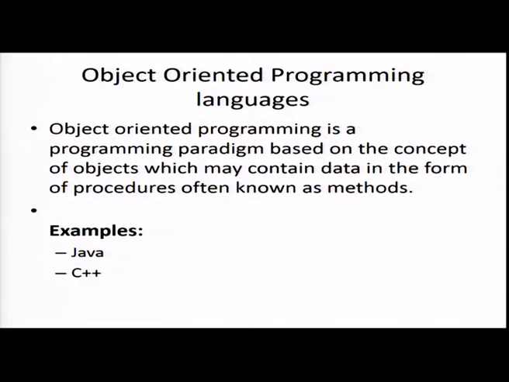The examples of object-oriented programming languages are C++ and Java. My dear viewers, in the earlier slides we saw one other example, C. C language is not an object-oriented programming language. C is said to be a procedural language, whereas C++ is said to be an object-oriented programming language. That is the basic difference between working with a procedural language and an object-oriented language.